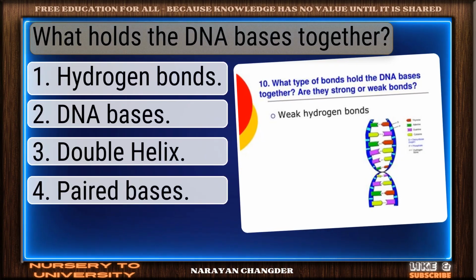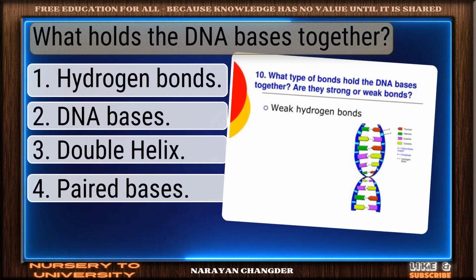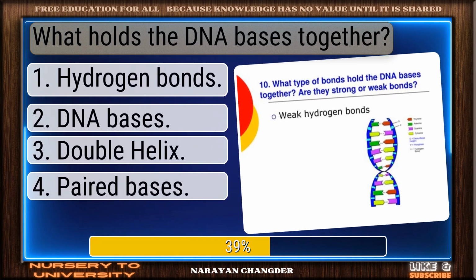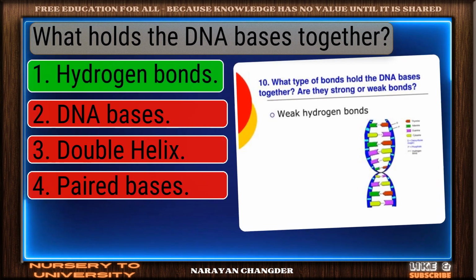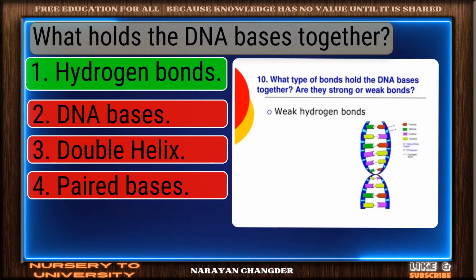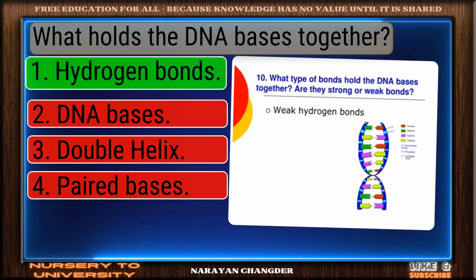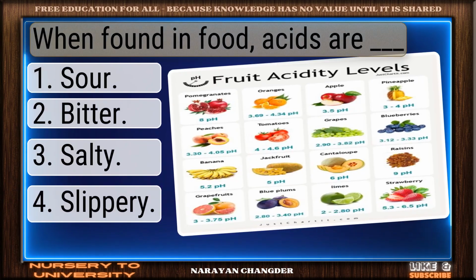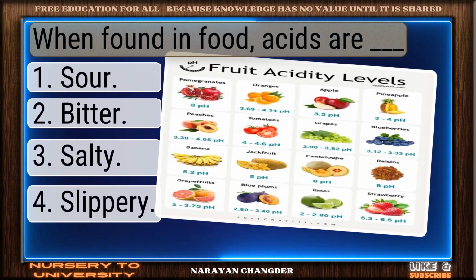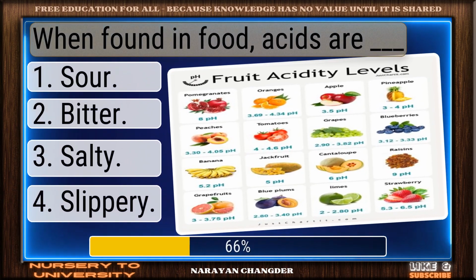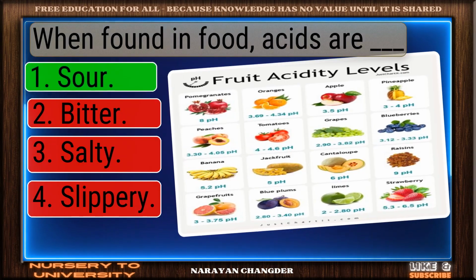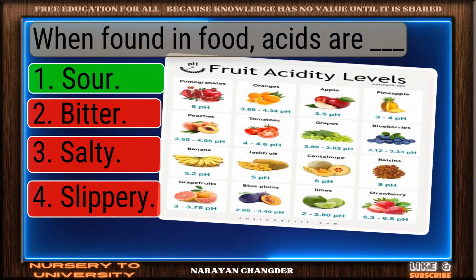Question number 103. What holds the DNA bases together? Smart pick. Hydrogen bonds is the correct choice. Question number 104. When found in food, acids are dash. Well reasoned. Sour is the correct choice.